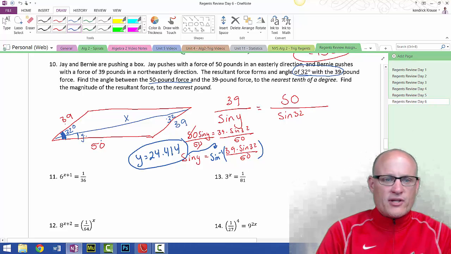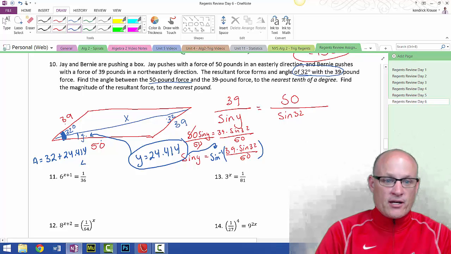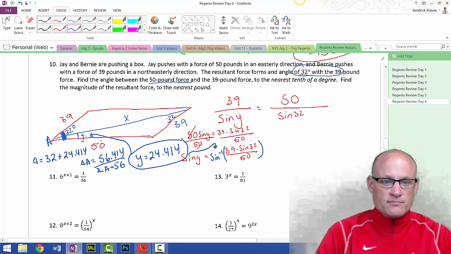So it first wants this angle. In order to get that angle, I found y. It's 24. So part A of this problem is 32 plus 24.414. So this angle A here, for part A, is equal to 56.414, or angle A is equal to 56.